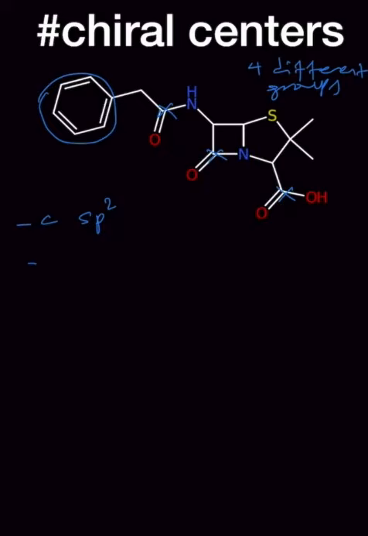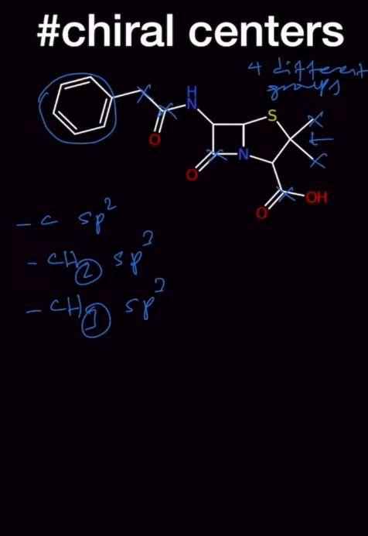We can also ignore all the methylene groups. Though they are sp3 hybridized, we have 2 hydrogens. Therefore, we can ignore them. We can also ignore all the methyl groups because we have 3 hydrogen atoms. Therefore, we can ignore these 2.